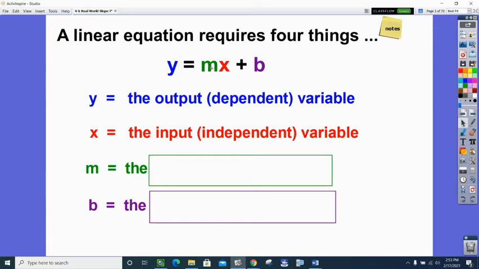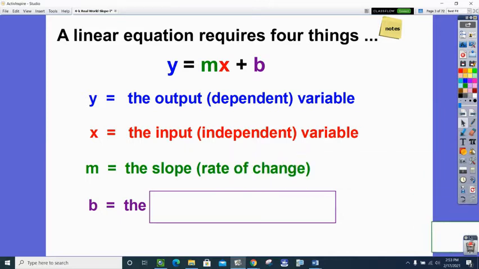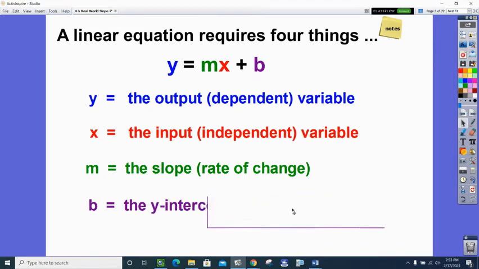The number in front of the x, called the coefficient of x, is called the slope or the rate of change. How much does something change? Oftentimes over time. And the b is the y-intercept or the initial value. You know, if there's a fee involved, that would be an initial value. So let's look at some examples.